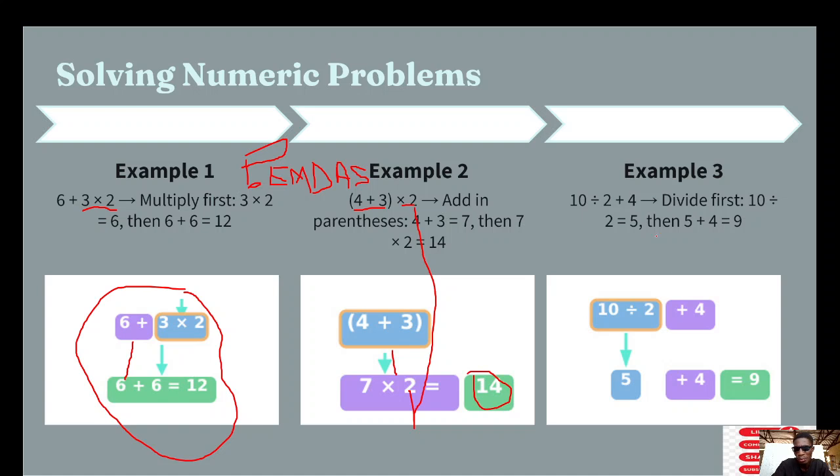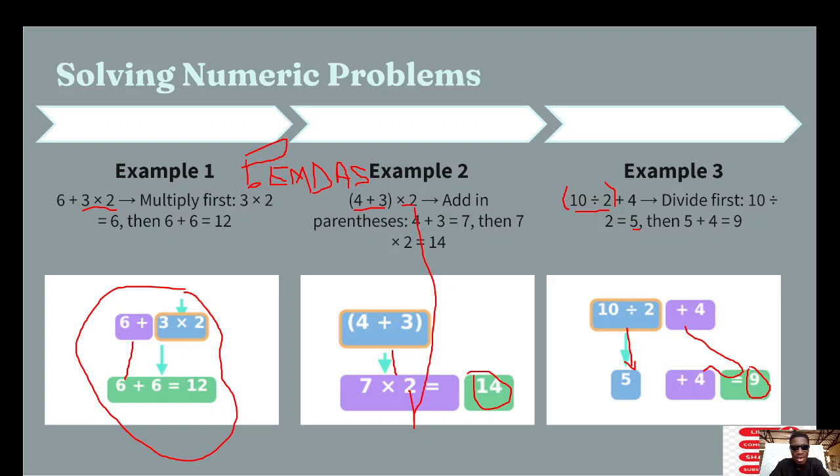So the third example, we have 10 divided by 2 plus 4. Here we have what? There is no parenthesis, there is no exponent, there is no multiplication. Is there any division? Yes, we have division. So you can decide to put this into a bracket because that is the first to do. And then 10 divided by 2 is 5. Then you add the 4, giving you 9. So 10 divided by 2, this is it. And then we have the 4, you bring the 4 down. Then it gives us what? The 9.